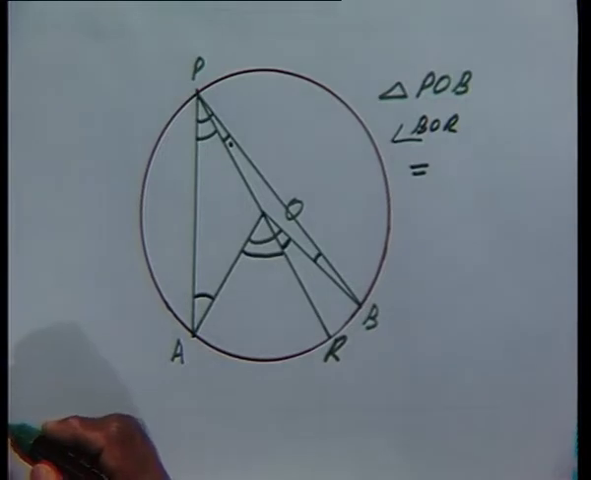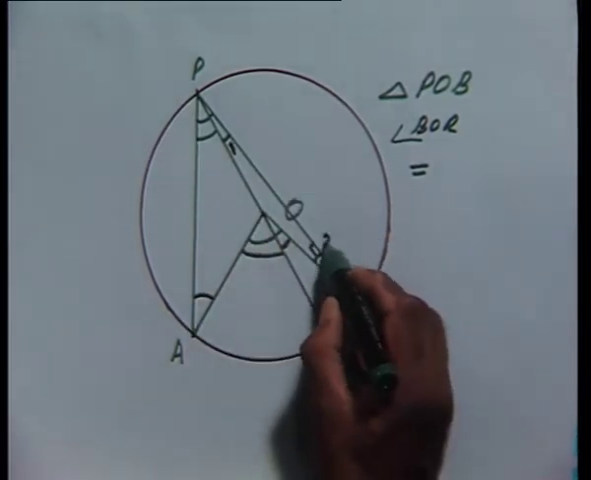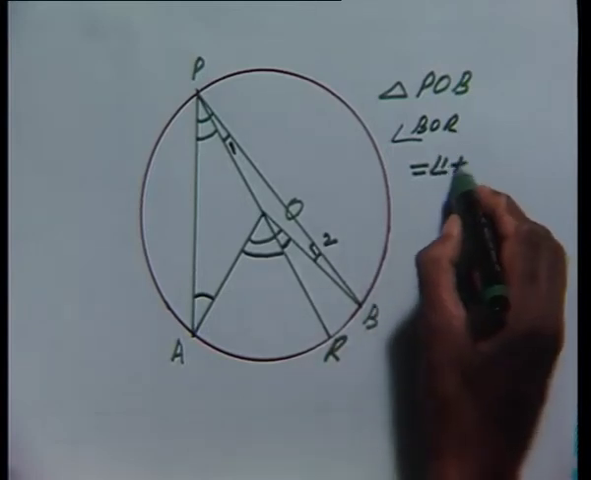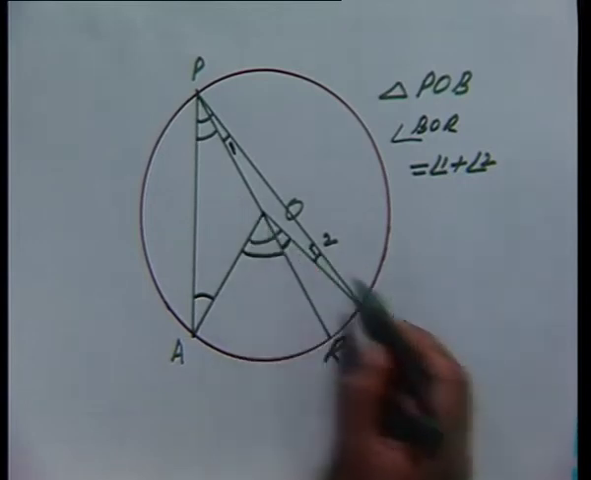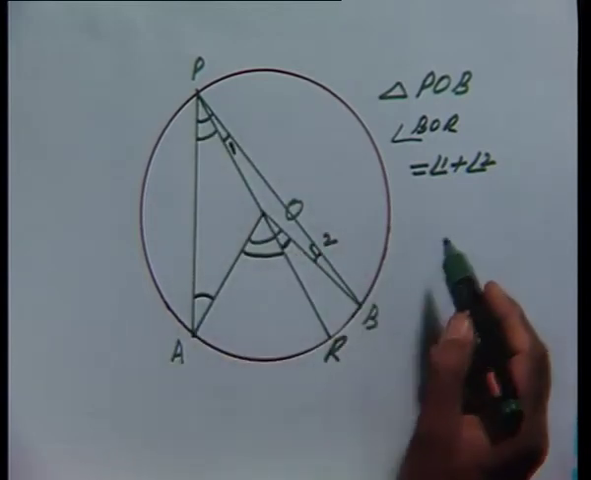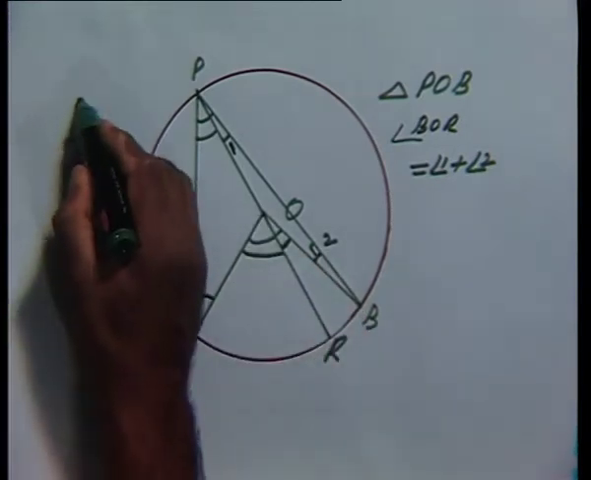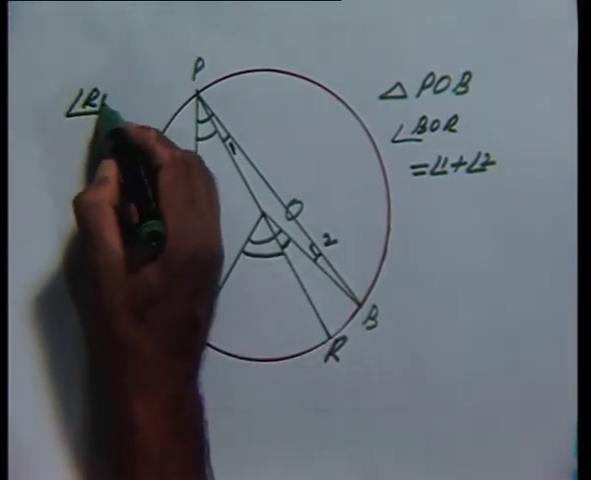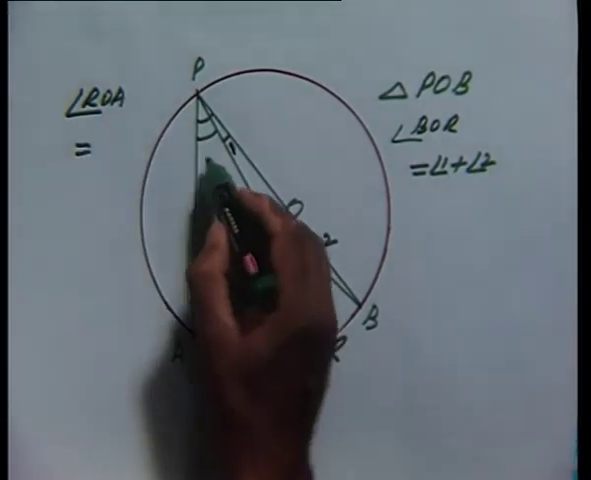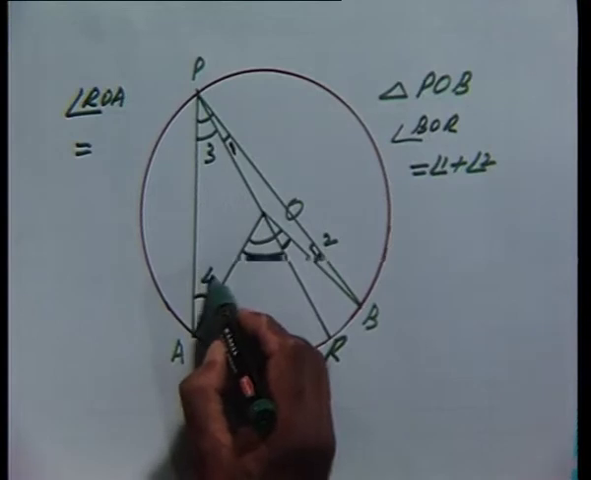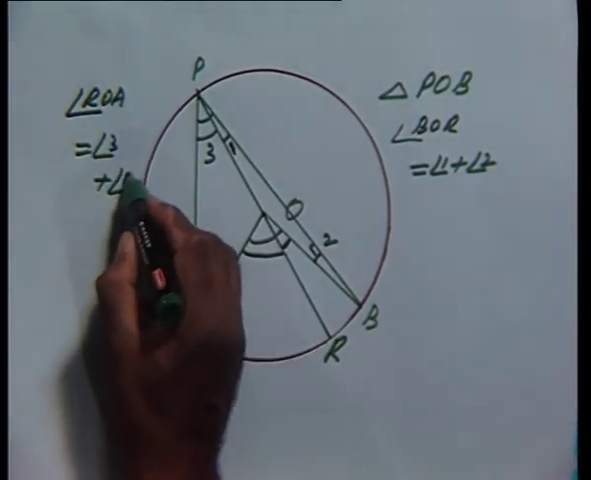This we found is the sum of, let us call this angle 1, let us call this angle 2, angle 1 plus angle 2. You could write BPO and OBP, there is no harm in that. And on this side, angle ROA is equal to what? This plus this angle, that is angle 3 plus angle 4.